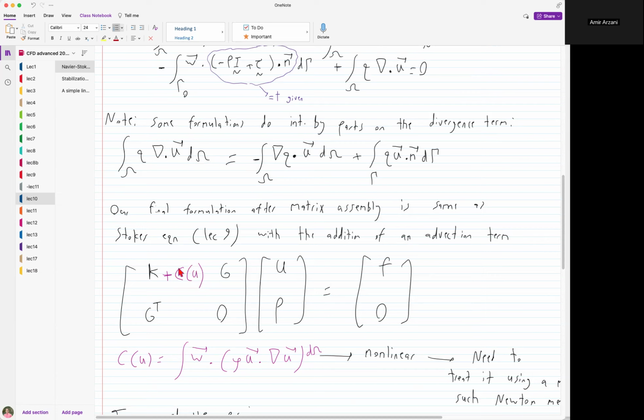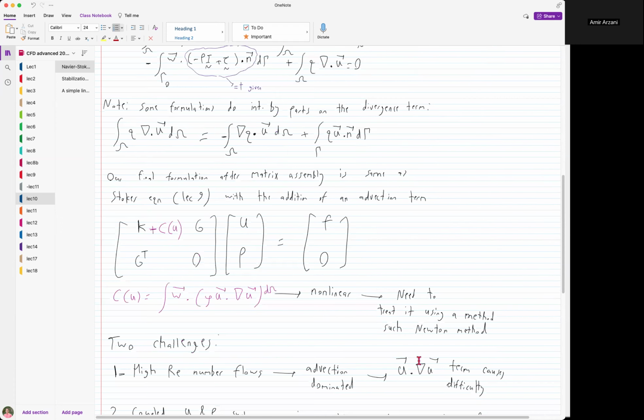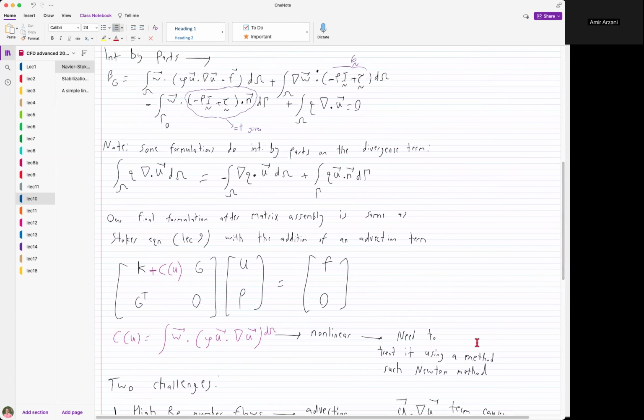So the matrix C, which represents a convection matrix. Unlike the advection diffusion equation, where C was a linear matrix, now here it's nonlinear because U is the unknown. So we have U dot grad U. So this is the matrix C, which is the nonlinear matrix. It's a function of U, the unknown of the problem. So we have to deal with it using different methods, such as the Newton method, or we'll talk about a simpler method at the end of this lecture on how to deal with this.